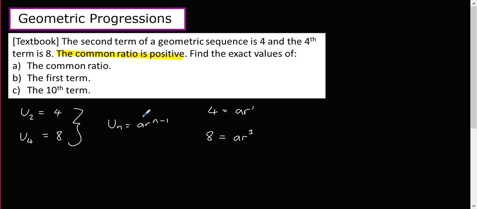All right, just using this un equals ar to the n minus 1 backwards in a sense, because we've got the term, we know what the position is, so we can write this right hand side in terms of those details.